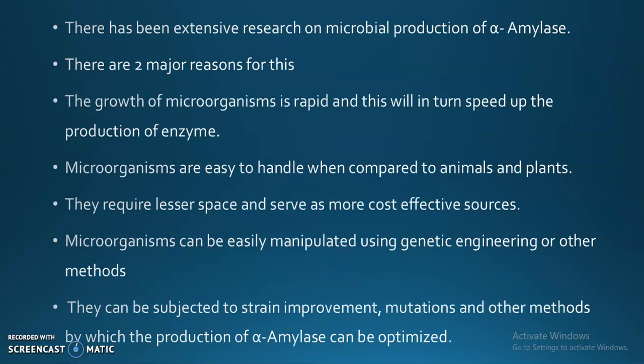There has been extensive research on microbial production of amylases. This is because of two major reasons. Microorganisms can grow rapidly, which in turn speeds up the production of enzymes. Microorganisms are easy to handle when compared to animals and plants, require less space and serve as more cost-effective sources. They can be easily manipulated using genetic engineering or other methods, and can be subjected to strain improvement, mutation and other methods by which the production of the enzyme can be optimized.